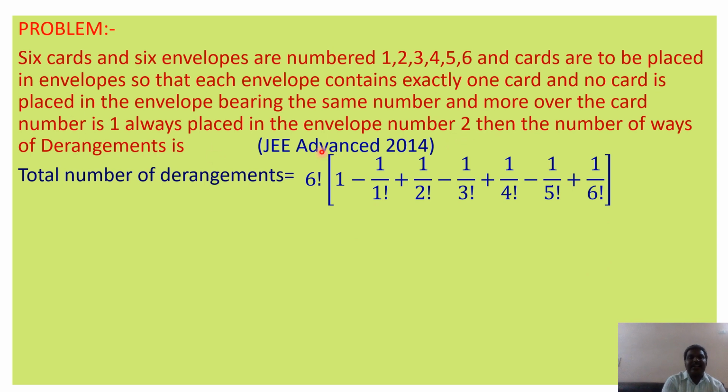What is my condition? Number 1 goes to envelope 2. Here, these are all possibilities. In all of my possibilities, the number 1 goes to either 2, or 3, or 4, or 5, or 6. So, how many possibilities are there? This is the total number of possibilities, 265.